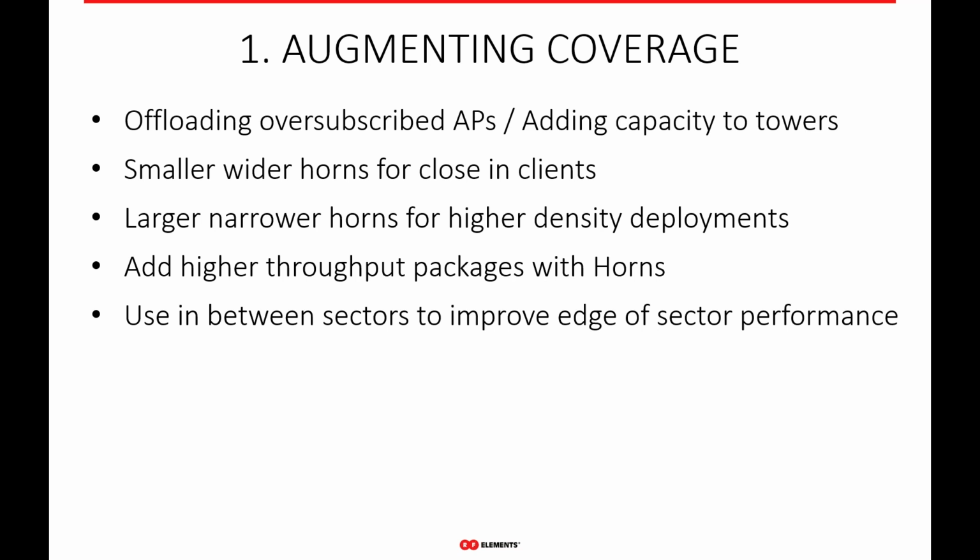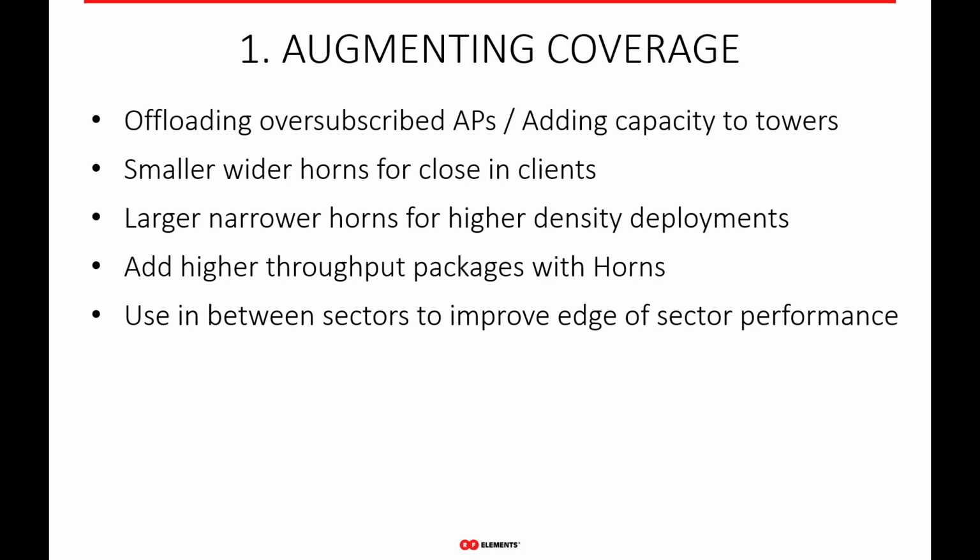We'll talk about the migration path of augmented coverage, maybe using smaller, wider horns for your close-in customers, and keeping your traditional sector for further out customers. You may be using our higher gain, larger, more narrow beam horns for very specific high density deployments. Maybe you're just trying to add high throughput packages with the horns, and keep your low end customers on your sectors.